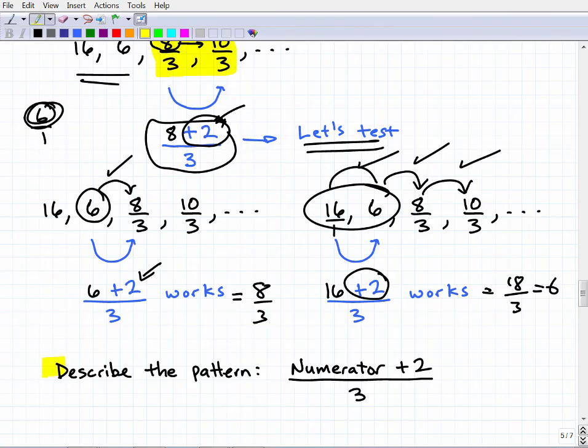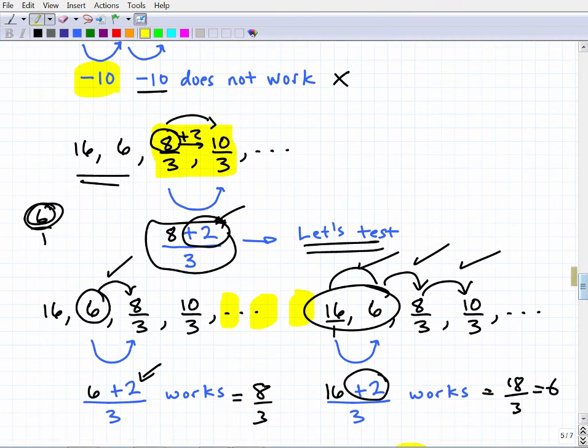So let's formally describe the pattern. What's going on in this sequence is we take the numerator, add 2, and then divide it by 3, and that's how we get to all successive terms in the sequence. Oftentimes you'll be given a numeric pattern, some sort of sequence, and you have to figure out what the rule is. You're going to have to be creative, test a few things, and double check. But you can do it. It's just not going to be as obvious as, let's say, an arithmetic or geometric sequence.